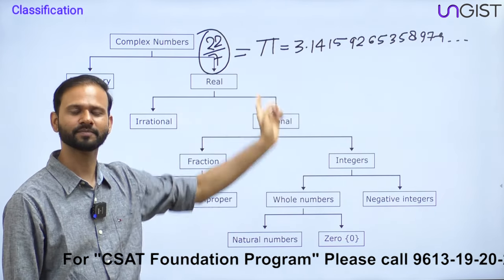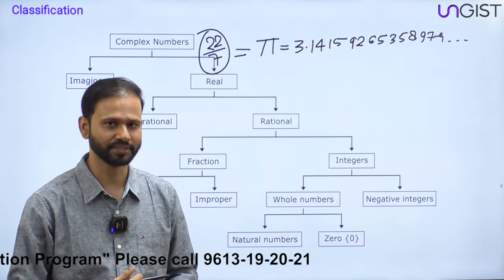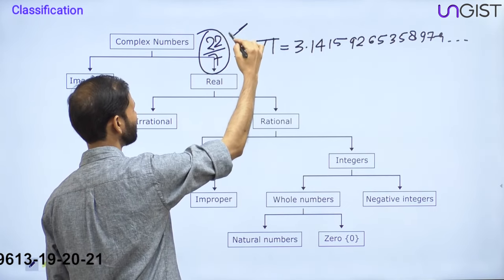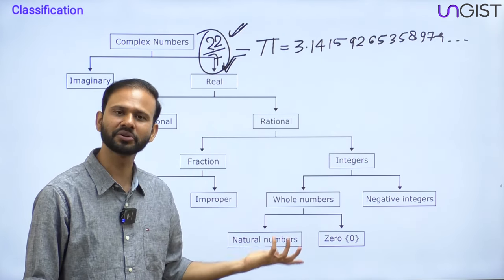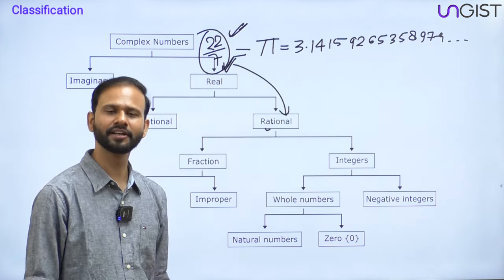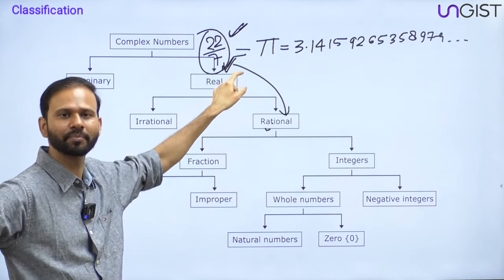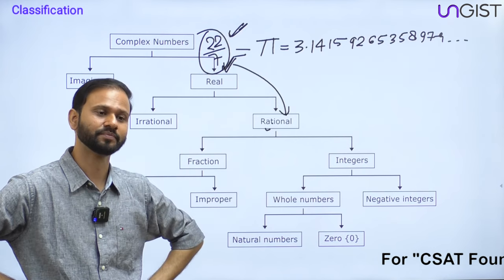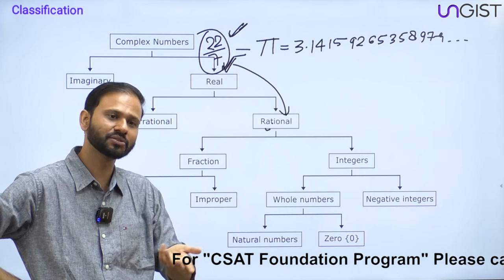First, come here. Friends, when you say the value of pi is 22/7, this is written in the form of p by q, and q is not equal to 0. Then pi has to be a rational number. But what we have studied is that pi is an irrational number. Then there is a contradiction.